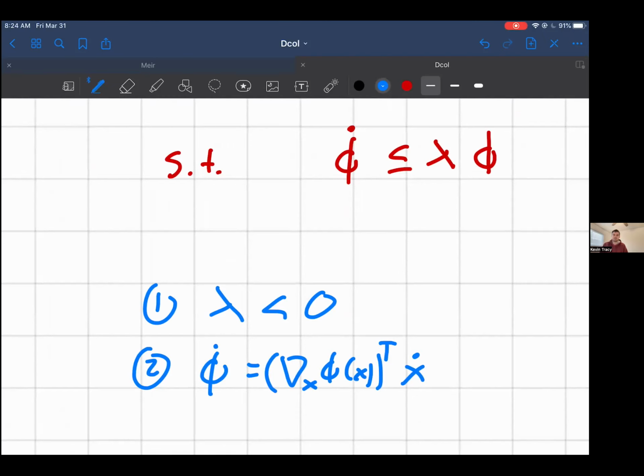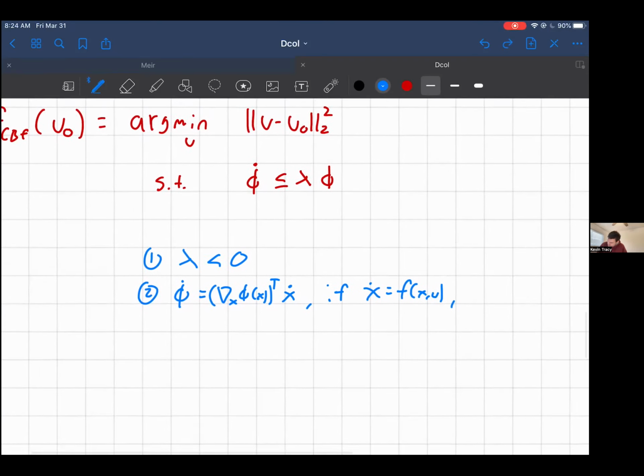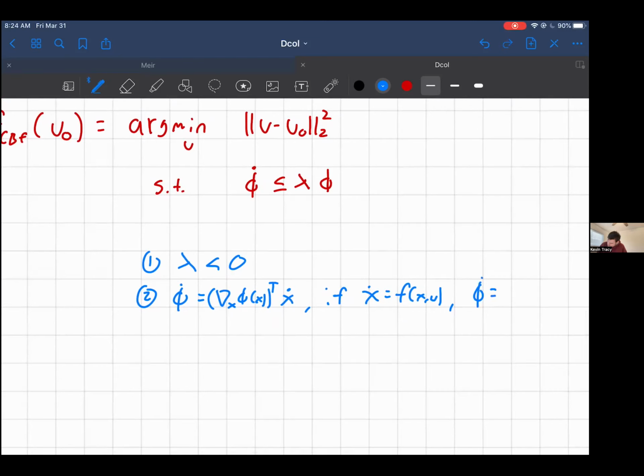Is the dot product of this with the time derivative of this. So if you imagine x dot equals f(x, u), so these are my continuous time dynamics, then this phi dot equals nabla phi(x) transpose f(x, u).